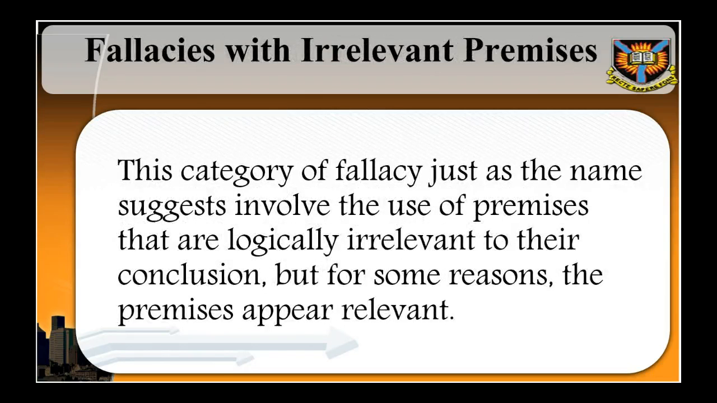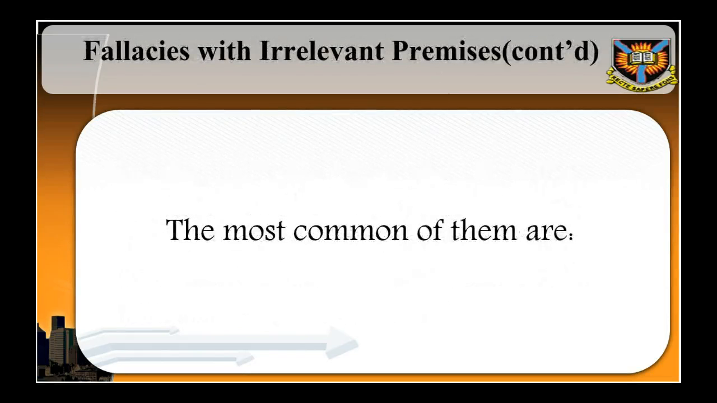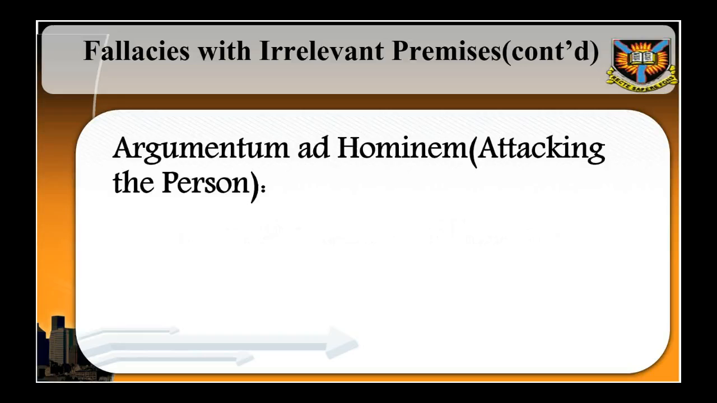Fallacies with irrelevant premises. This category of fallacy, just as the name suggests, involves the use of premises that are logically irrelevant to their conclusion, but for some reason, the premises appear relevant. The most common of them are argumentum ad hominem, that is, attacking the person.